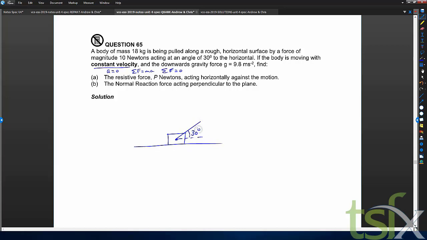30 degrees. There it is. Okay, and we have a weight force, and that was 18 kilograms, so it's 18g. And we have a normal reaction, equal and opposite in length. Doesn't mean my scales are correct. We have a horizontal force of magnitude 10 newtons there. Okay, it's our normal reaction.